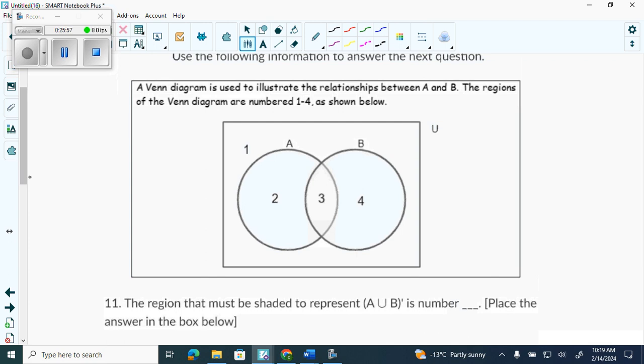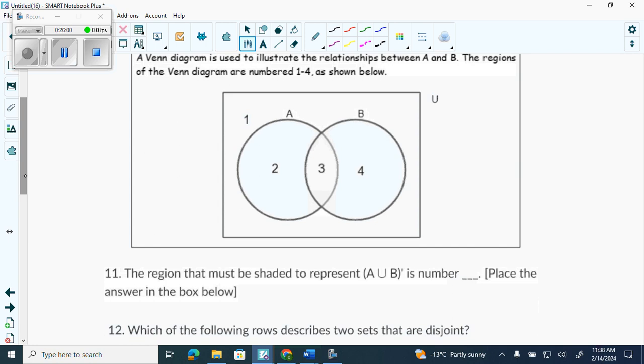Yeah, go quick. So here we have a Venn diagram used to illustrate the relationship between A and B. The regions of the Venn diagram are numbered 1 to 4. There's 4 regions. We want the region that must be shaded to represent not the what? Snowman. Please, on the diploma, if you get a written response, don't say the answer is 1 because it's not in the snowman. They will have no clue what you were talking about.